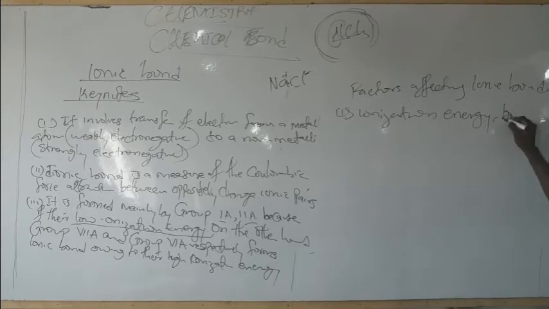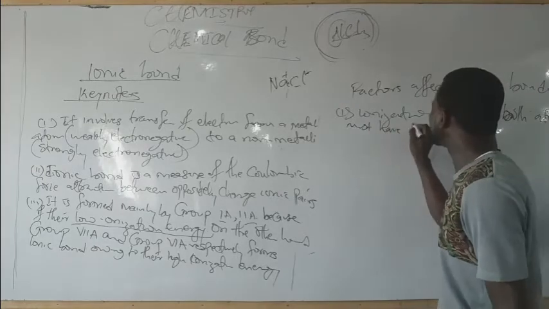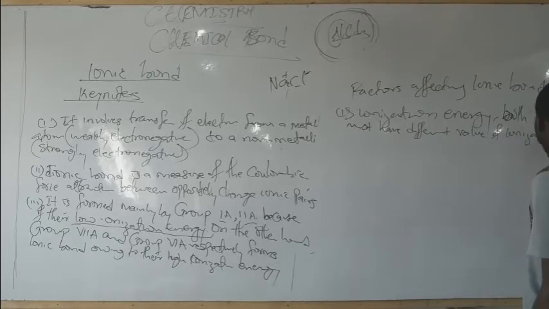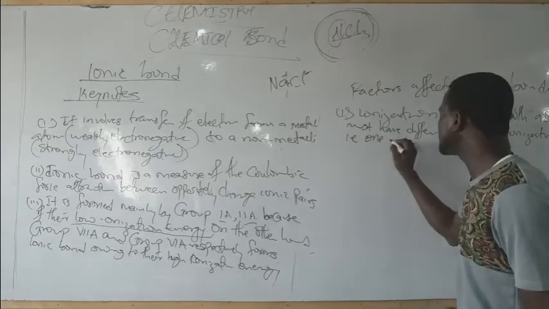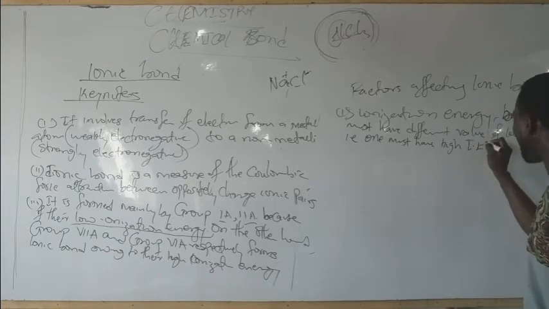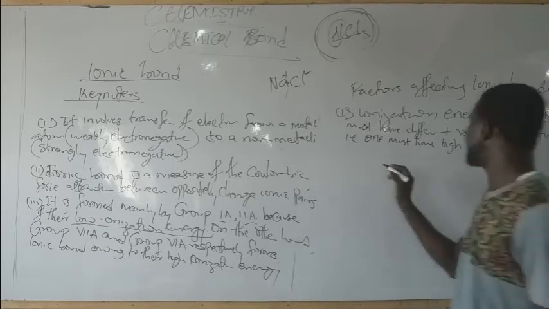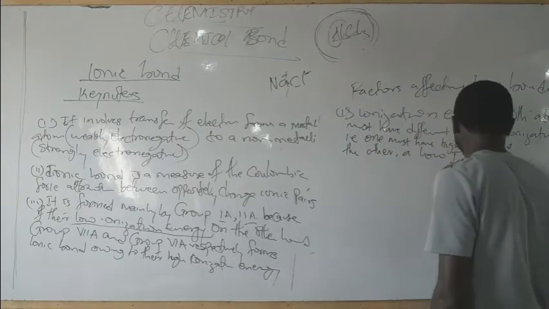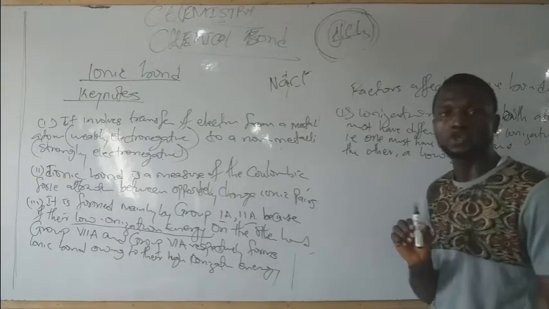Now, both atoms must have different values of ionization energy. That is, one must have high ionization energy, i.e., the symbolic notation of ionization energy, and the other a low ionization energy. Which means the one that has high ionization energy, we find it very difficult to lose an electron.